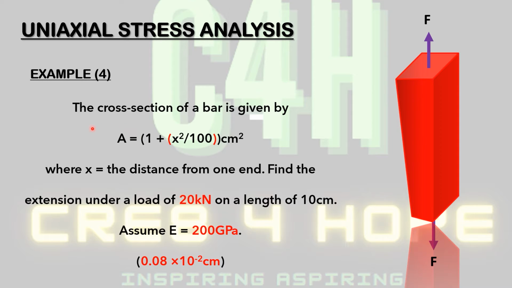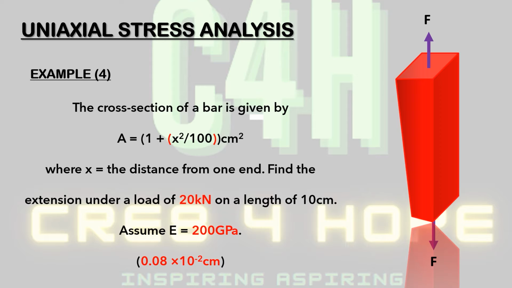The question states, the cross section of a bar is given by A is equal to (1 + x squared over 100) centimeter squared, where x is the distance from one end. So we're assuming that for any distance along the bar, that distance will be assumed to be x. We're being tasked to find the extension under a load of 20 kilonewtons on the length of 10 centimeters. And for this particular component, we're going to assume E to be equal to 200 GPa.